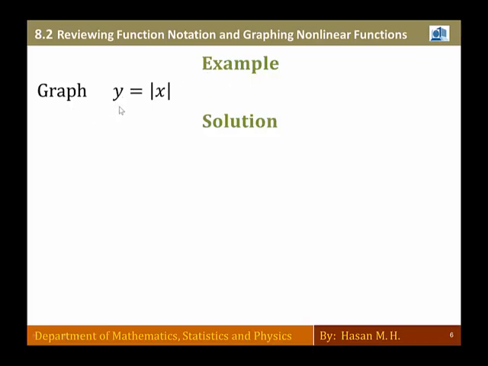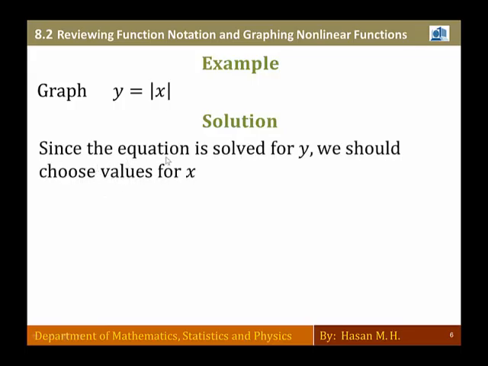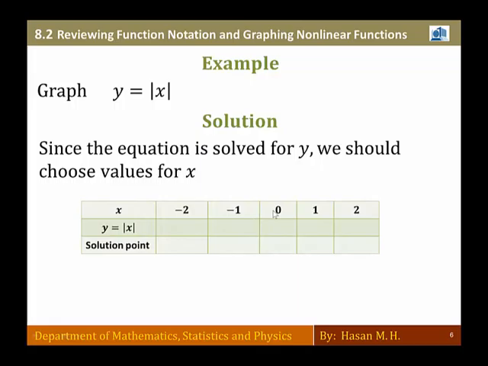Example: graph y equals the absolute value of x. Since the equation is solved for y, we should choose values for x. The values we are going to choose for x are 0, 1, 2, negative 1 and negative 2. Now we need to find the y values.